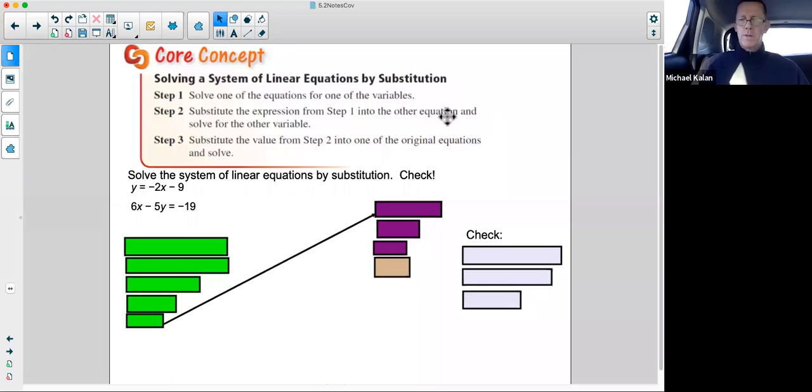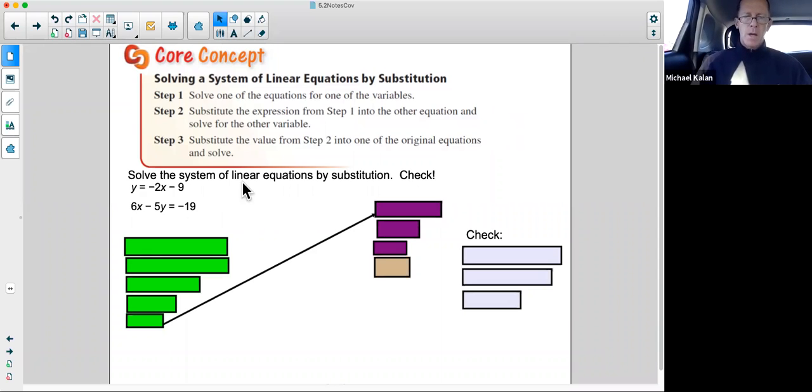And then once you have that, substitute the expression from step 1 into the other equation, right? So then you only have one type of variable in your equation. And then once you have what that one's equal to, plug it back in and you're done. Figure out the other one and then obviously check it.